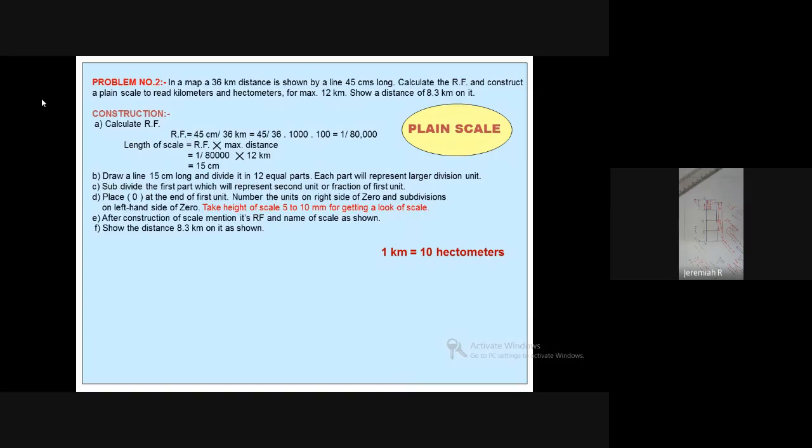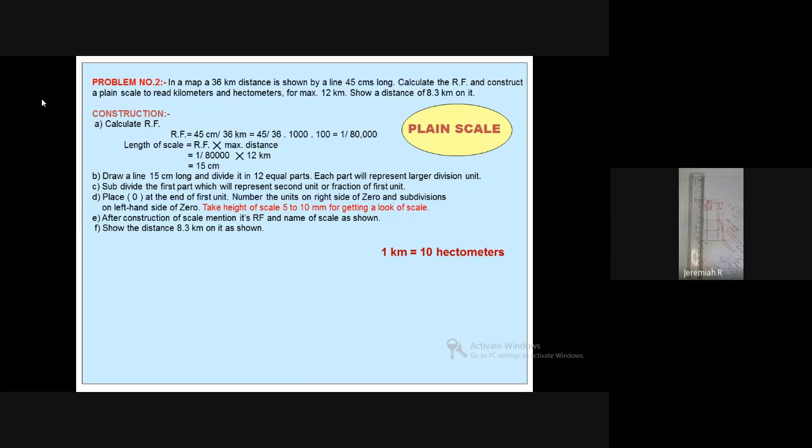You know this, in a map of 36 kilometer, the distance is shown by a line. So all the data is given in a map. I already told you the height of the scale, you can take 10 mm, 20 mm. Just imagine, in the geometry box the height of the scale is maybe 20 or 25 mm. There is no fixed rule. You can change the height of the scale, there is nothing wrong in that.